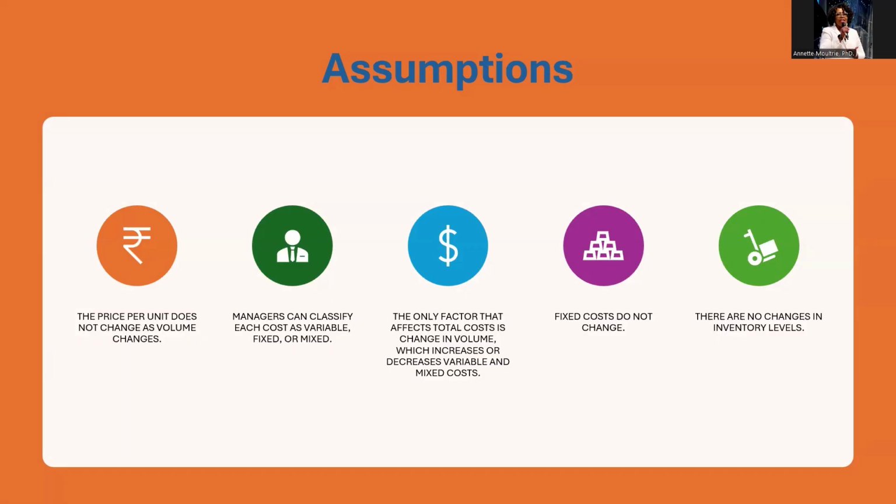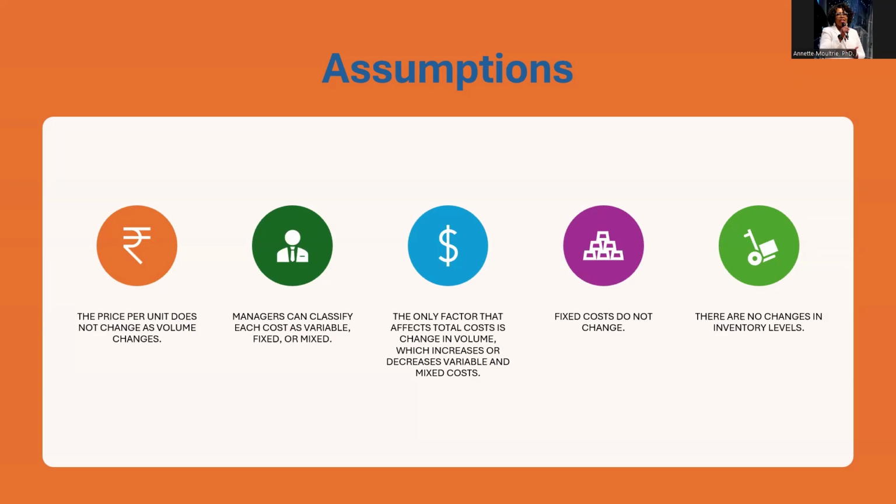So there are assumptions. CVP analysis is based on 5 assumptions. You have the constant selling price, which is the price per unit. It remains the same regardless of sales volume. For example, Smart Touch Learning, the company that we're using in this course, assumes that each tablet sells for $500.